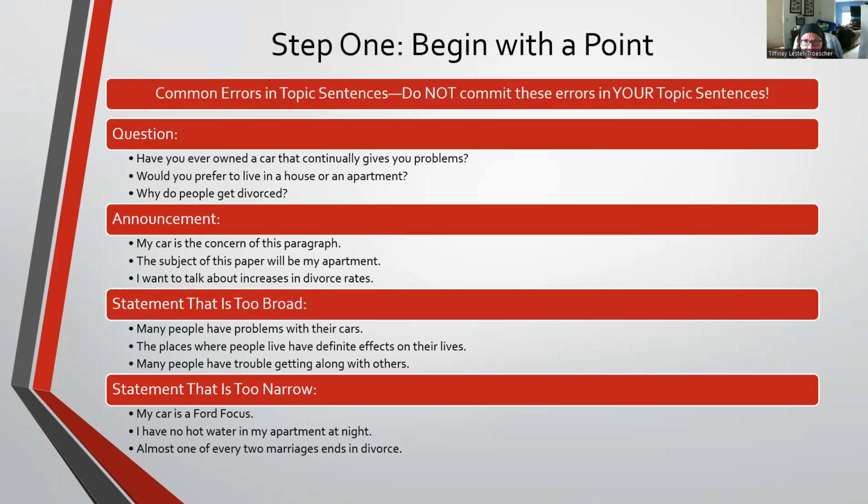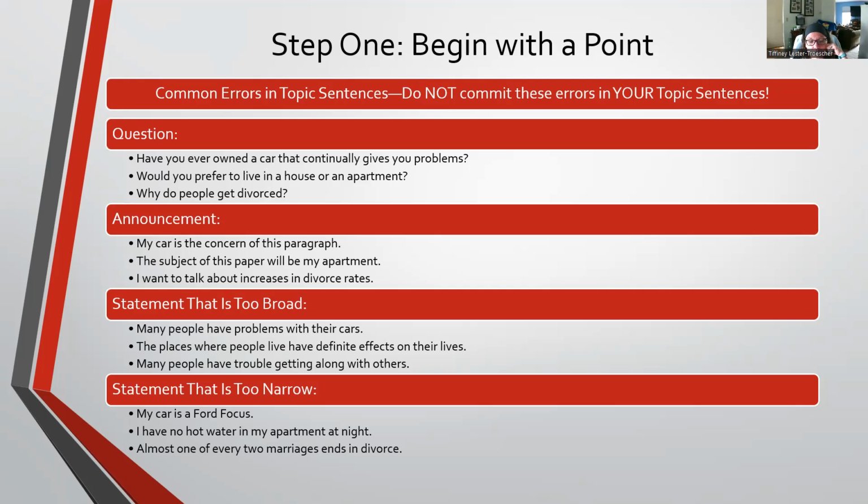But you don't want a topic sentence that's too narrow either. You don't want to start your paragraph off with, my car is a Ford Focus. Okay, I don't really know how you could say anything else about that. My car is a Ford Focus. How many other ways can you explain that? What is there to support? My car is a Ford Focus. I know it's a Ford Focus because it says so on the back. I know it's a Ford Focus because it's what it says on the title.